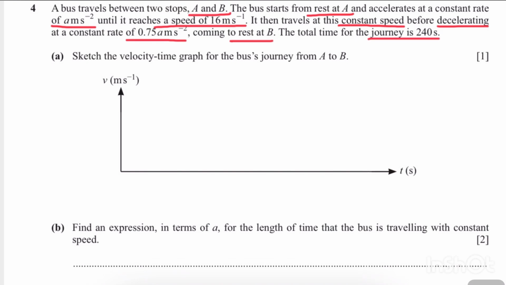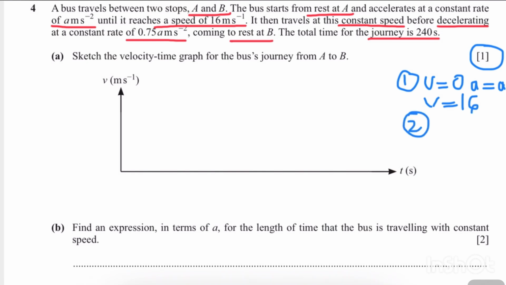So for the first part, we need to sketch a velocity-time graph for the bus's journey from A to B. This is a 1-mark question, so that means you do not need to have a lot of working for it. There are 3 different accelerations mentioned in this question. The bus starts from rest at A and then it accelerates at a constant rate before it reaches a speed of 16. So the initial speed is 0 and the acceleration is given as a, so it is unknown, and the final velocity is 16.